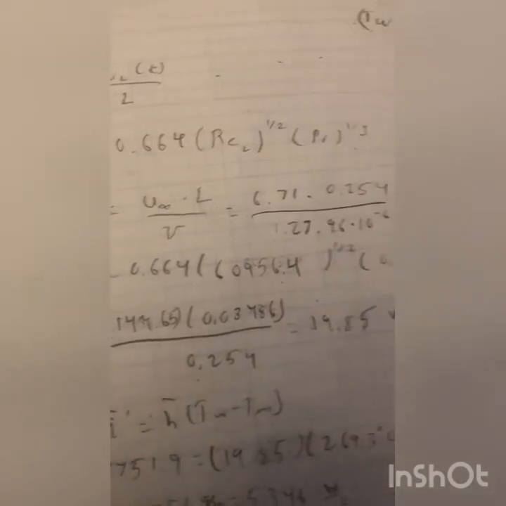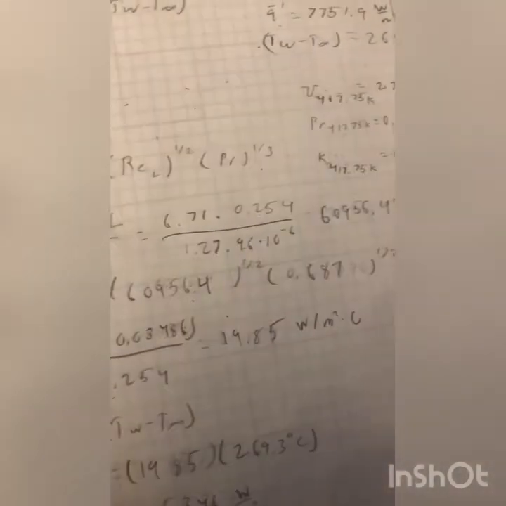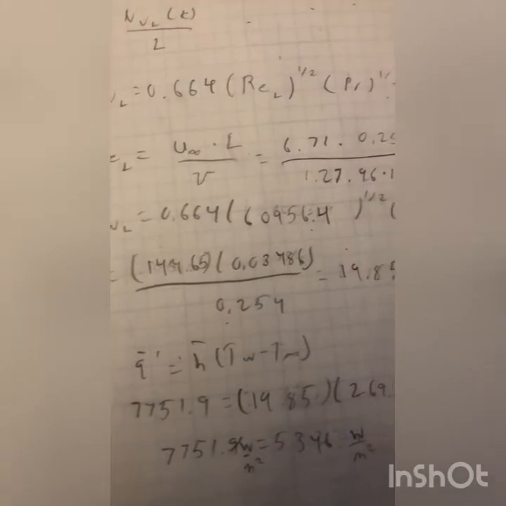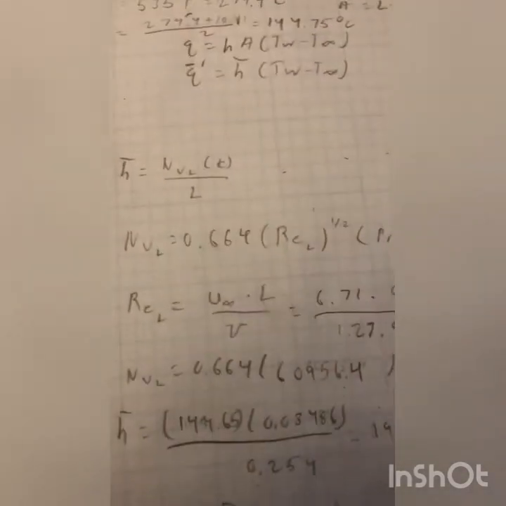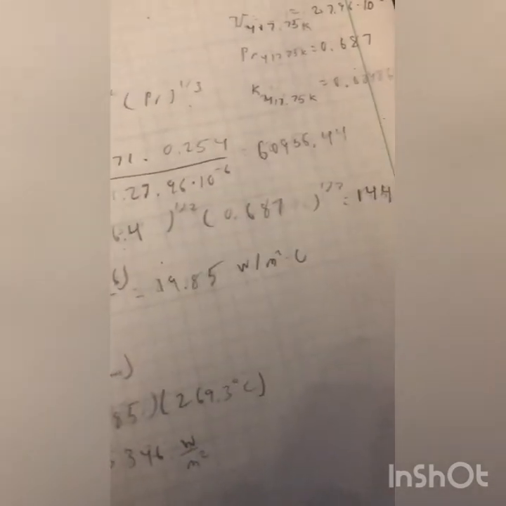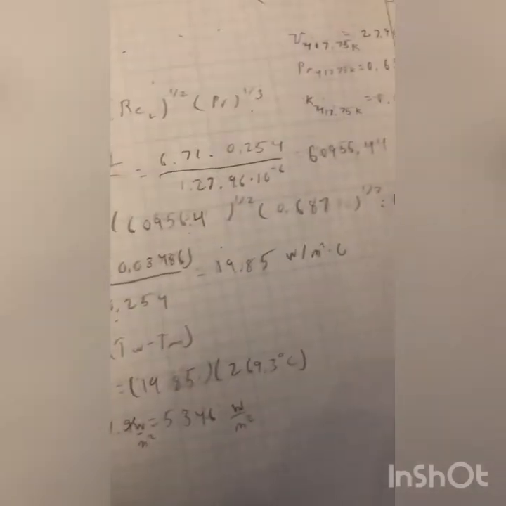Then we can find Nusselt's number, and all we need is Reynolds number from the charts. That's right there. There's Nusselt's number. And our H is going to be Nusselt's number times K divided by L. So our H is 19.85 watts per meter squared times Celsius.